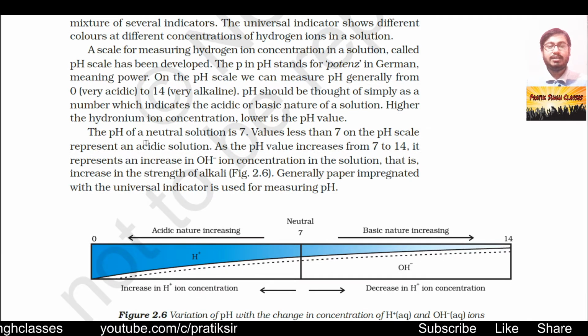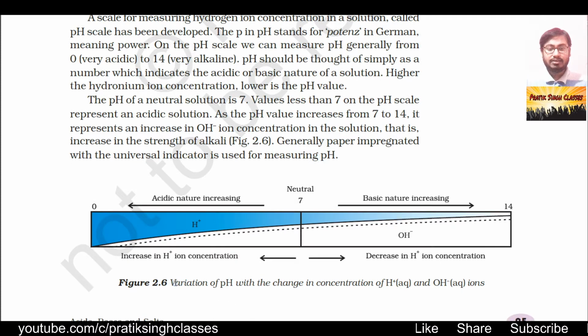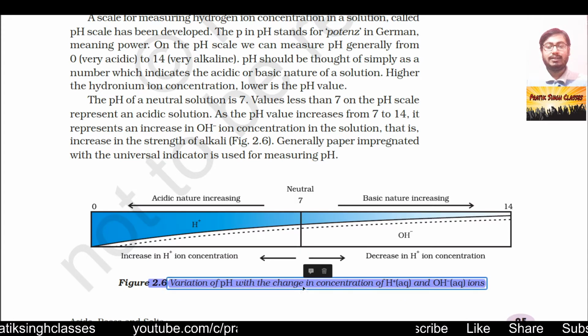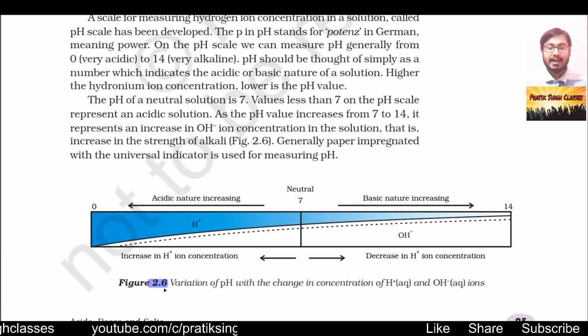The pH of a neutral solution is 7, as you can see in figure 2.6, the variation of pH with change in concentration of H plus aqueous and OH minus aqueous ions. 7 is neutral. It is also the pH of water. As we decrease from 7, acidity increases, and the nearer to 0, the higher the H plus ion concentration. As we go from 7 to 14, basicity increases, or the amount of OH minus ion in the solution increases.